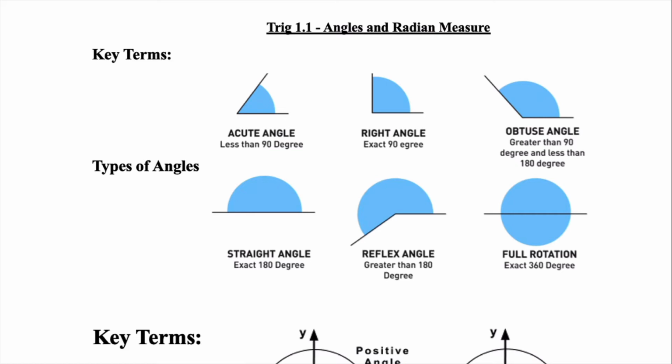So the blue opening for the first one is less than 90, so it's an acute angle. If it's exactly 90, it's a right angle. If it's bigger than 90 but less than 180, it's called an obtuse angle. If it's exactly 180, it's called a straight angle, that's a straight line.